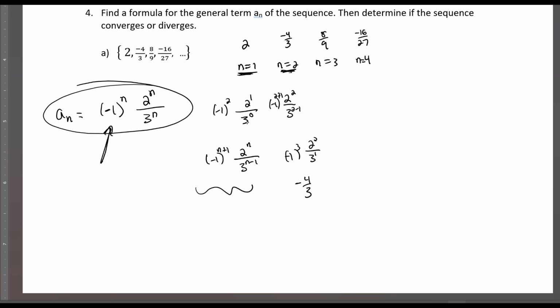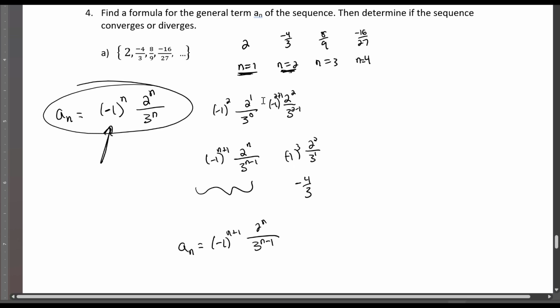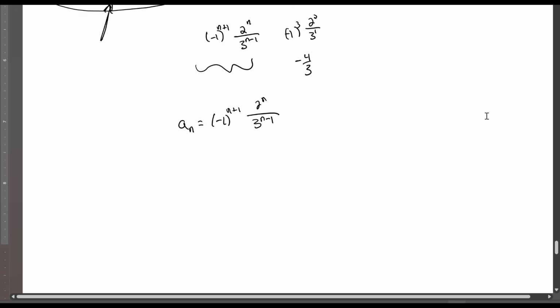So it appears that for n starting at 1 as my counter, if I write this as -1 to the n plus 1, 2 to the n in the numerator, and 3 to the n minus 1 in the denominator, that formula is my a sub n, the general term of that sequence, and that will produce all of the terms. Now, the first part of this problem was find a formula. We have accomplished that. Then it says determine if the sequence converges or diverges. Since this is an alternating sequence, we're going to technically want to consider the limit of the absolute value of the terms. So for determining convergence, let's ignore that alternating term and just look at 2 to the n over 3 to the n minus 1.